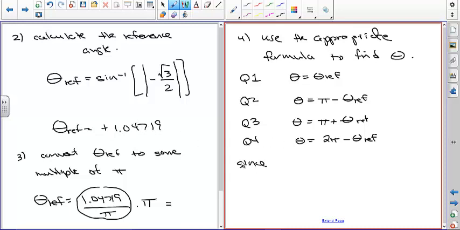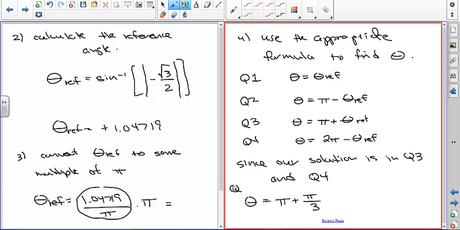Since our solution is in Q3 and Q4, theta is equal to pi plus the reference angle, which in this case is pi over 3. So for Q3, my third quadrant solution is pi plus pi over 3, which is 4 pi over 3. And my fourth quadrant solution is theta, oh yeah, that's right. Theta is equal to 2 pi minus pi over 3.